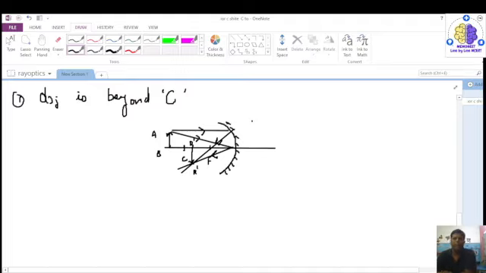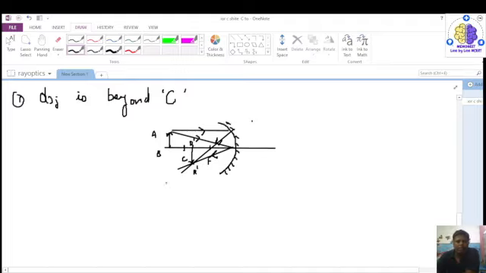So what we find here is that when an object is placed beyond the center of curvature, we took two light rays: a light ray traveling parallel to the principal axis, which after reflection passes through the focus, and another light ray incident at the pole, which after reflection again goes at the same angle. These two reflected light rays intersect at a point and we get an image.